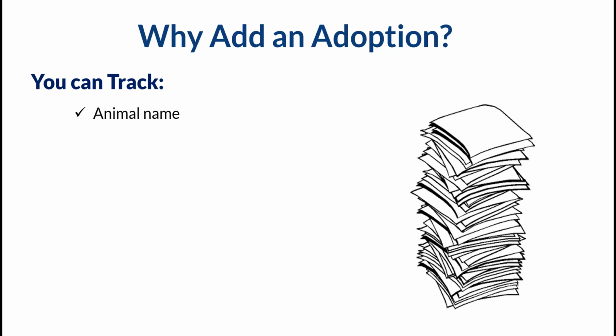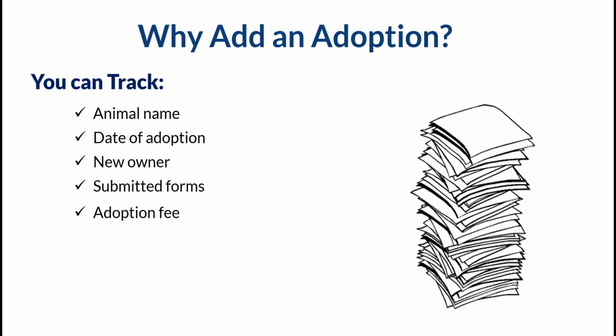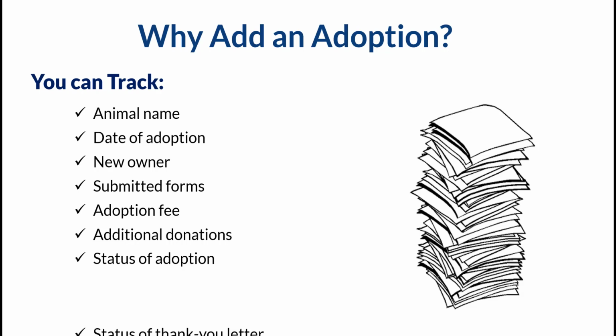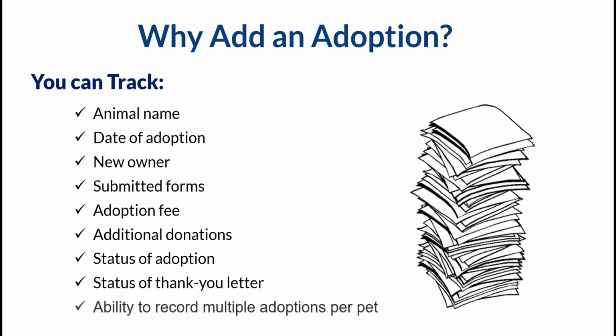Your animal's name, the date of the adoption, the new owner, submitted forms, the amount of the adoption fee, additional donations, the status of the adoption, such as if the adoption was a success or if the animal was returned, the status of any thank you letter sent to the adopter, and the ability to record multiple adoptions per pet.